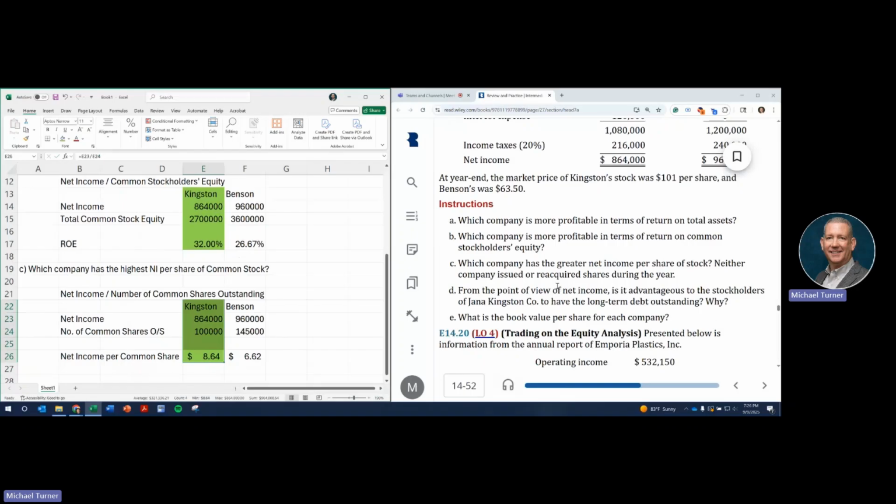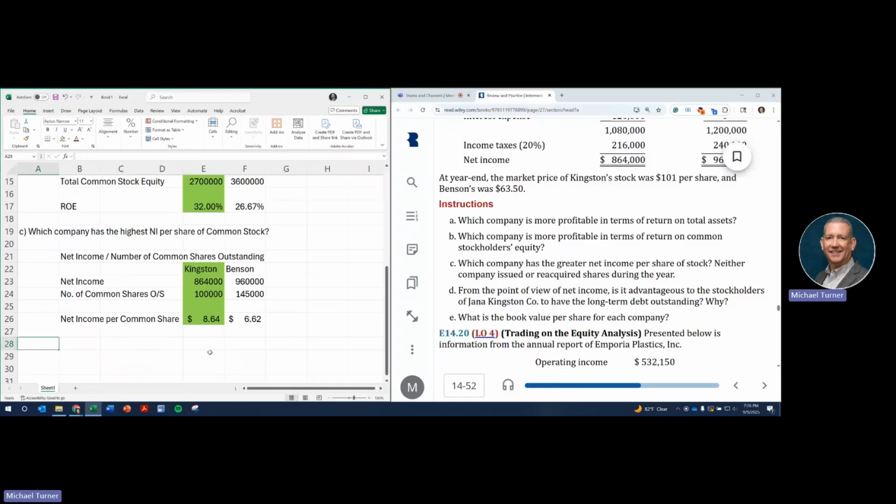D, from the point of view of net income, is it advantageous to the stockholders of Kingston Company to have long-term debt outstanding, and why? Okay, so basically, is the long-term debt good for Kingston?